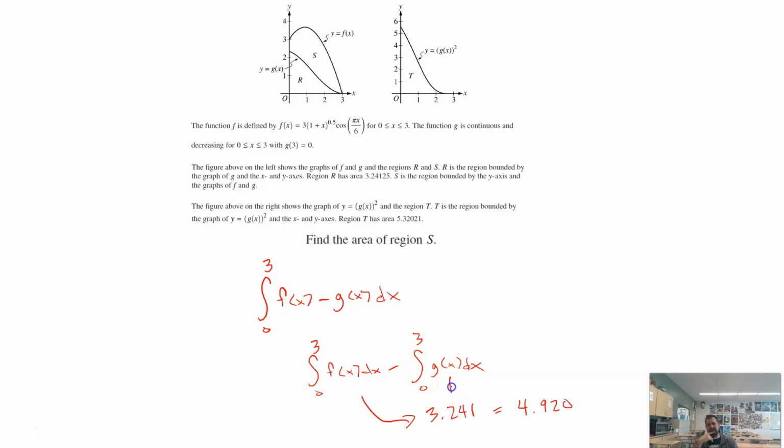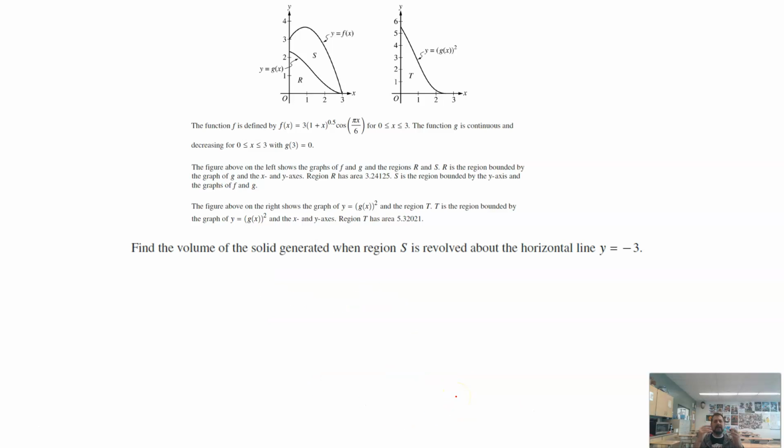Again, the trick here is knowing that the area between the graph of g and the x-axis from 0 to 3 is that 3.241. Now, letter B I actually thought was very difficult. Letter B says, find the volume of the solid generated when S is revolved around the line y equals negative 3. So we're going to revolve around this magical line down here at y equals negative 3. That's pi times the integral from a to b, from 0 to 3, that doesn't change, of the function further away, f of x minus negative 3, so f of x plus 3 squared, minus g of x plus 3 squared.